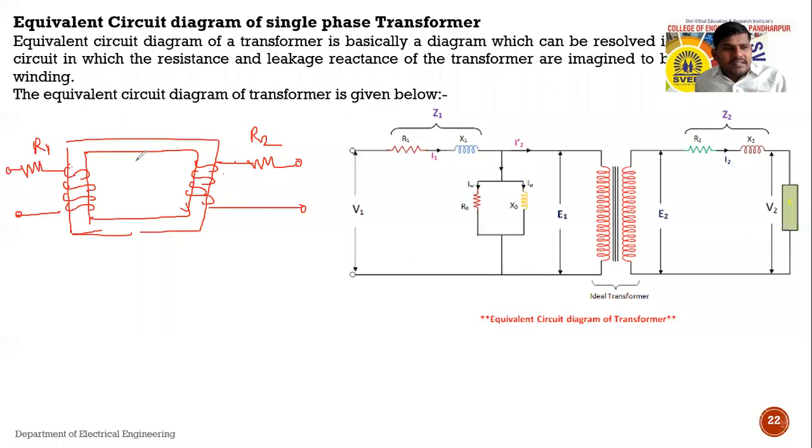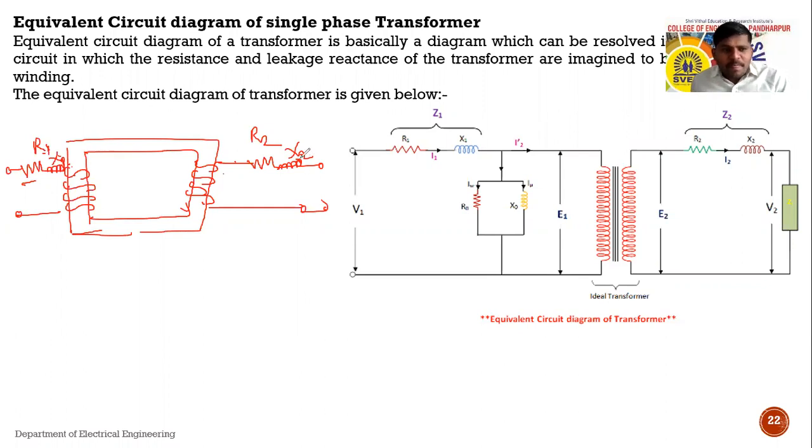Or it has some resistance and reactance. Again, we can draw the resistance and also the reactance: R1, X1, and similarly R2, X2. I am talking about the practical transformer. In a practical transformer, some resistance is present in the primary winding and secondary winding, so I draw this resistance external to the winding.